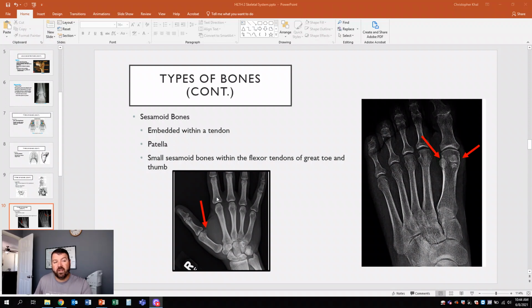Other areas where you'll find sesamoid bones: just under the big toe. You see these little pictures right here, maybe hard for some of you to see. You also have another one in your thumb right here. That just allows for better leverage on those tendons, for those joints to bend, as you will.